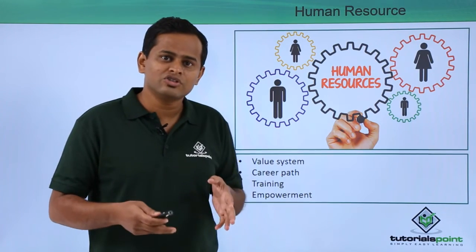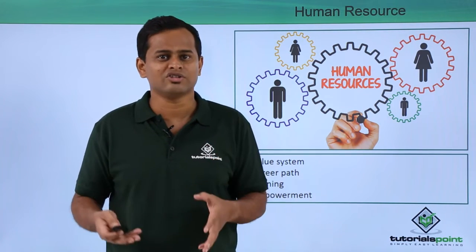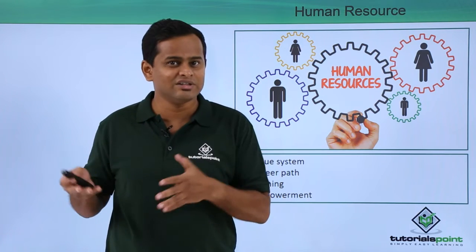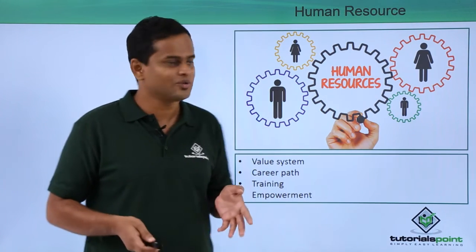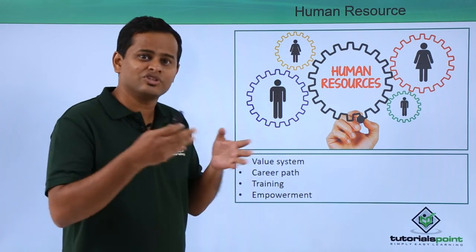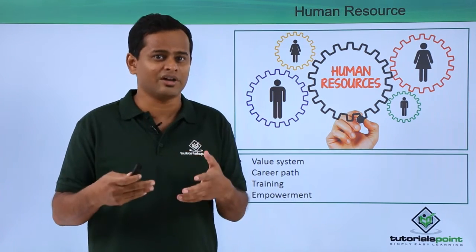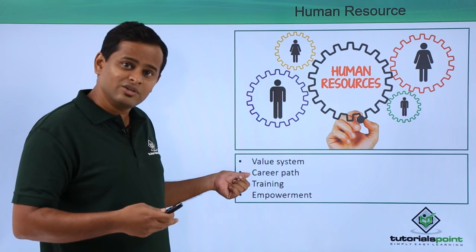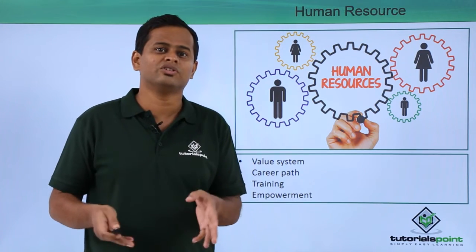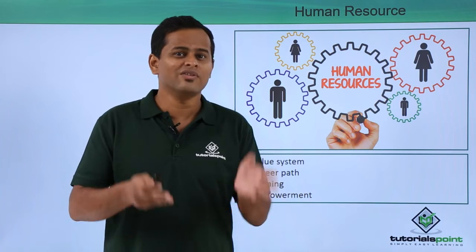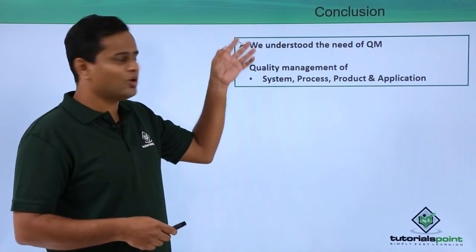When we talk about human resource, at the end of the day everything depends on human beings and how they function. Even if we talk about artificial intelligence, at the end of the day we need human beings to have artificial intelligence. By having a right value system, the variations that come because of humans can be arrested. And then having a career path where we clearly are heading, with the right training and also the right motivation and empowerment, we can easily control the quality that comes out of human beings. So these are all the things that we understood.